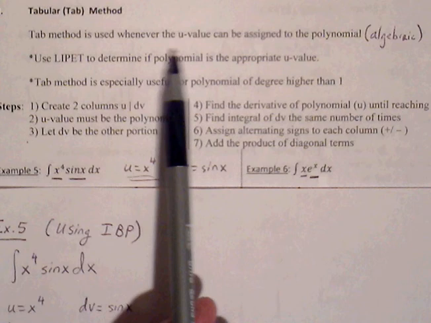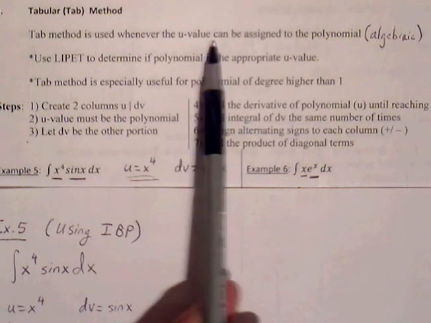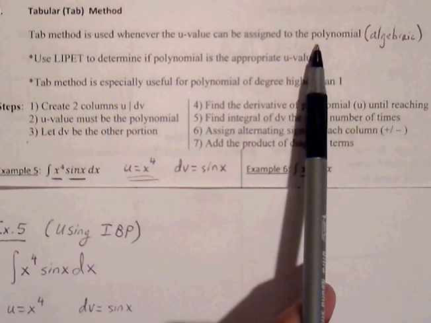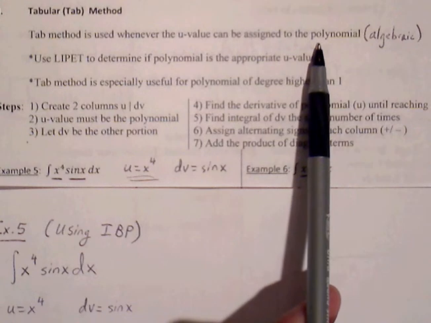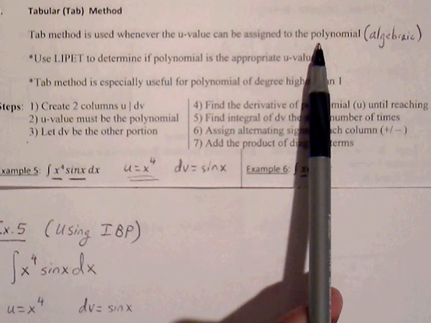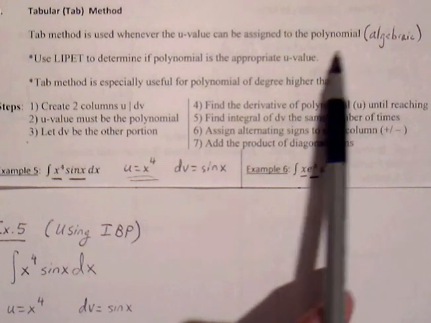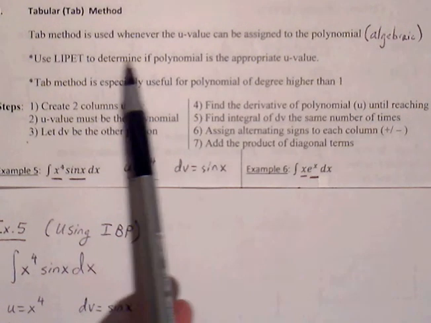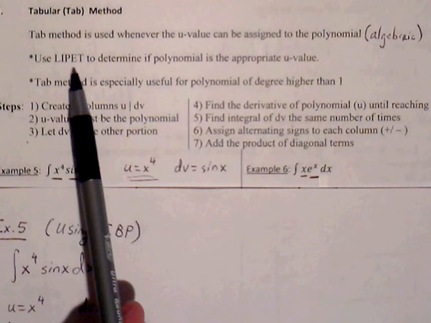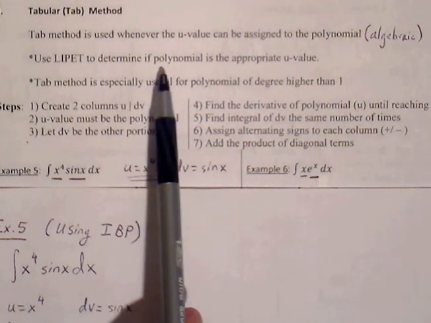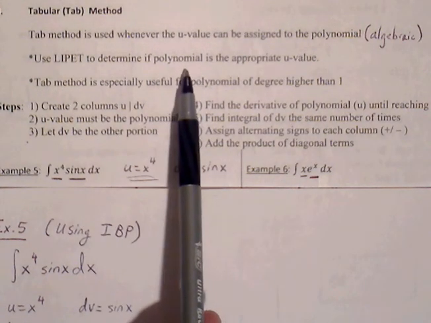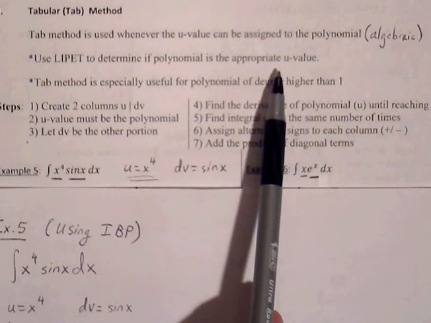So this method is useful whenever our u value can be assigned to the polynomial. So if our u value can be assigned to the x to the fourth or to the algebraic portion of our integrand, then our tab method can be used. And the way we decide is we again look to our LIPET to determine if the polynomial or algebraic expression is the appropriate u value to be assigned.